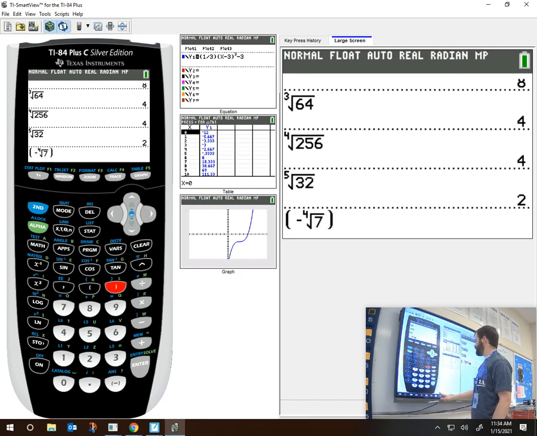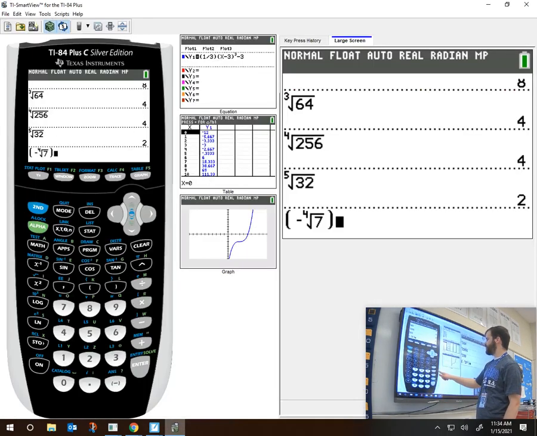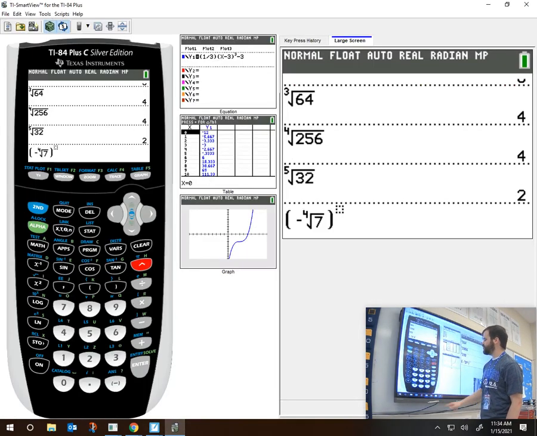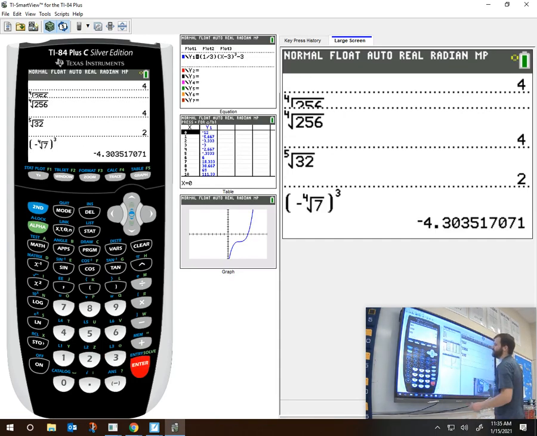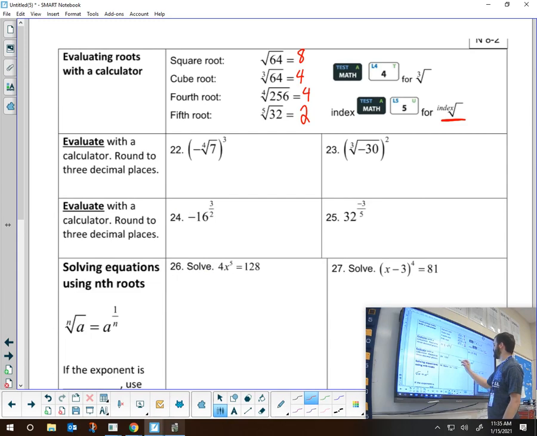Close off our parentheses, and then we're going to raise this to the power of 3. So remember where your power button is. It's over here. So raise to the power of 3. It takes a while to plug it in, but it gives you an immediate answer. So our answer is negative 4.303. We're going to round to the third decimal place, so we're going to round this to negative 4.304. Okay? So negative 4.304 is our answer for this one.